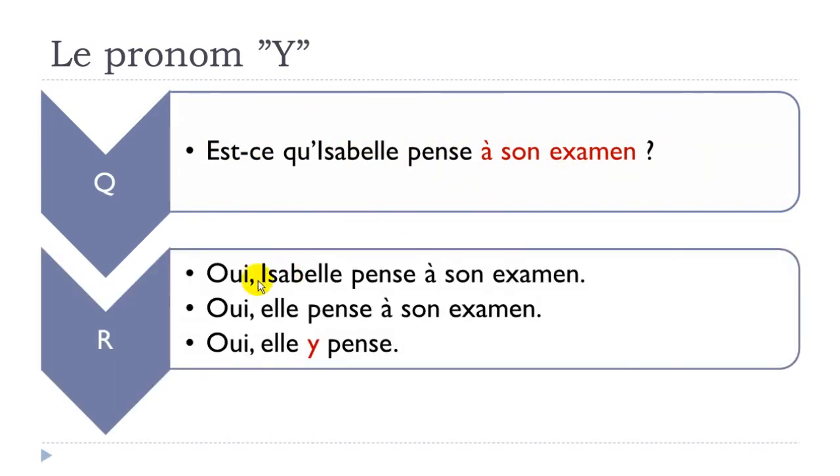First option, repeat everything. Oui, Isabelle pense à son examen. Second option, you just don't repeat Isabelle. Oui, elle pense à son examen. Third option, you don't repeat Isabelle, and same thing for à son examen, so oui, elle y pense. Alright, same concept, remember, Y should come before the verb.